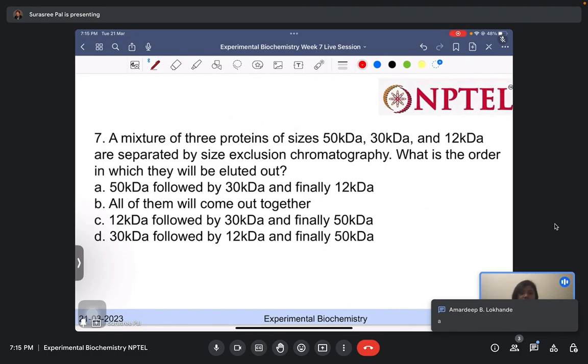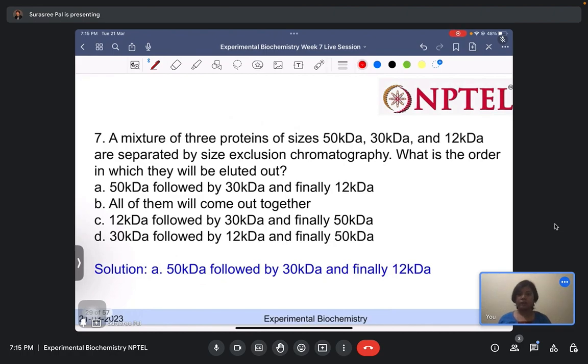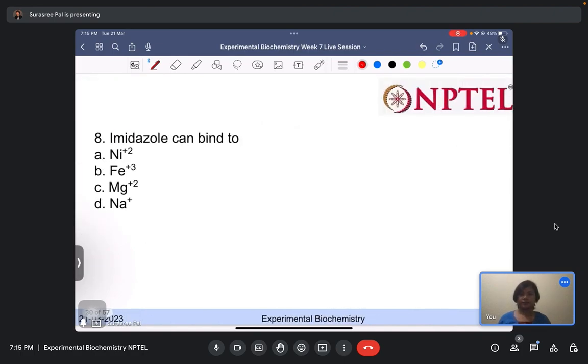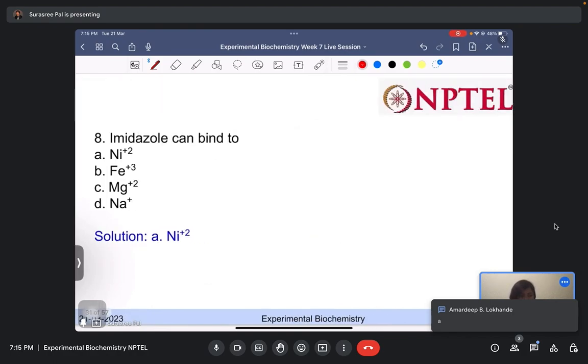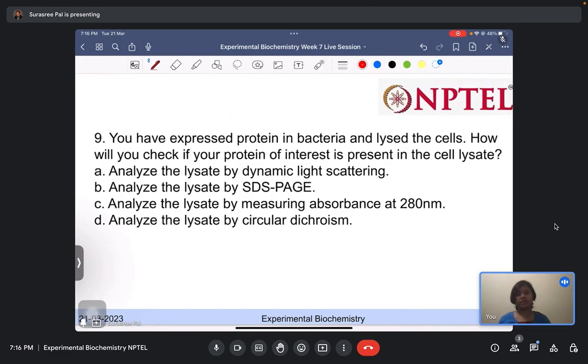Okay. So there are three proteins: 50 kilodalton, 30 kilodalton, and 12 kilodalton. What is the principle of size exclusion chromatography? Larger proteins will elute first, followed by smaller proteins. So based on that, the 50 kilodalton protein will be eluted first, followed by the 30 kilodalton and 12 kilodalton. So that is the correct answer. Good. Next question. Right. Imidazole can bind to nickel ion. Next question.